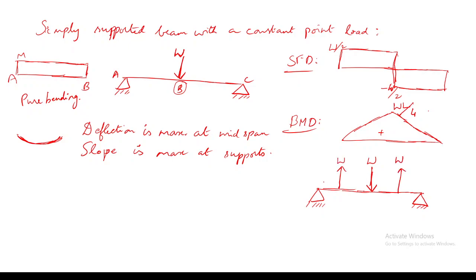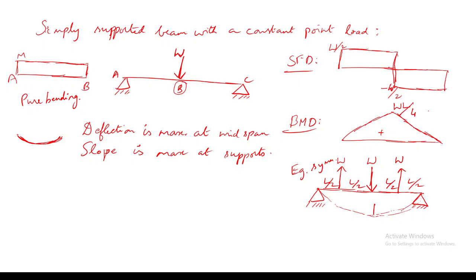So here you can see it is L by 2 distance, L by 2 distance on each side. Okay. So this is an example of simply symmetrical loading. For this case also the deflection is maximum at its midspan. Y is maximum here. For example, if you draw the deflection curve, it would be something like this, where the deflection is maximum at its midspan.